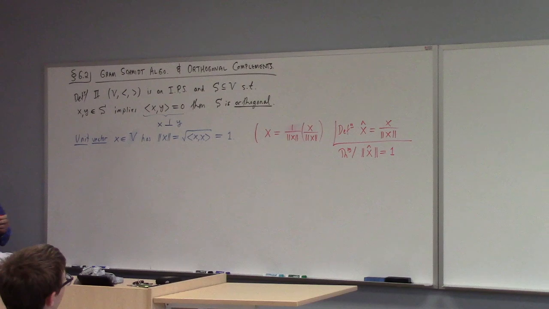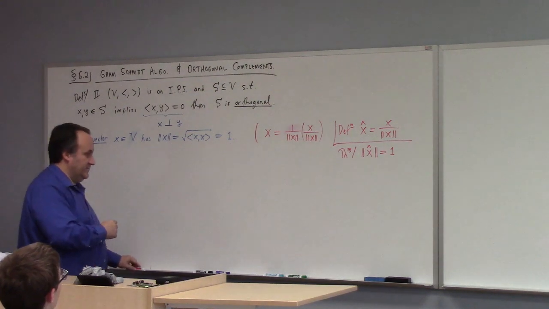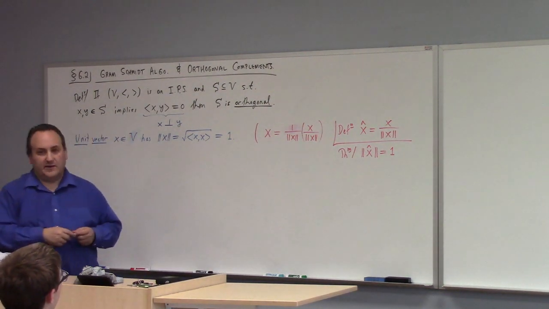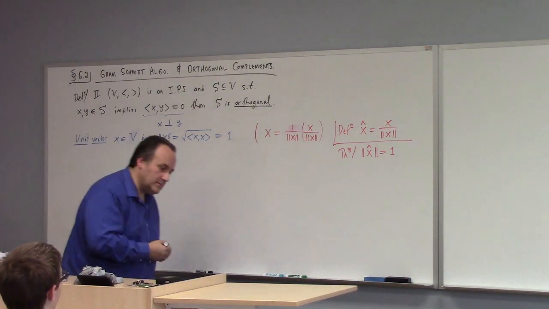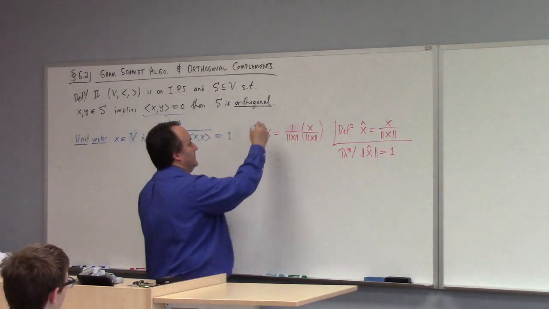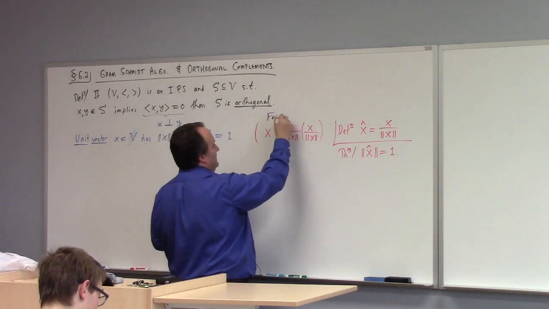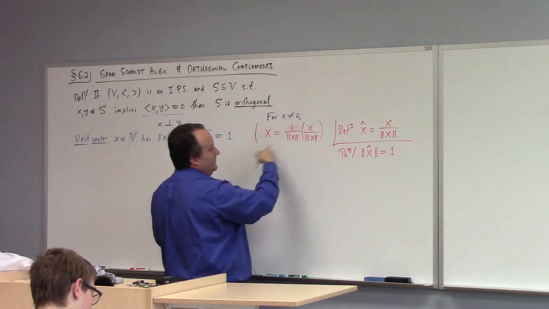Now, I said all this, but it's not true. Why? What's the dirty lie? Fine print I have not attached yet. What do we must assume in order to calculate the unit vector? What's that? Non-zero, right. For x not equal to 0, any non-zero vector we can write as the product.